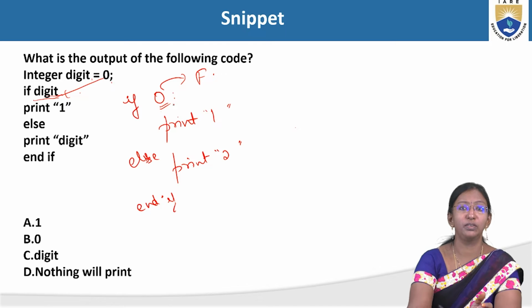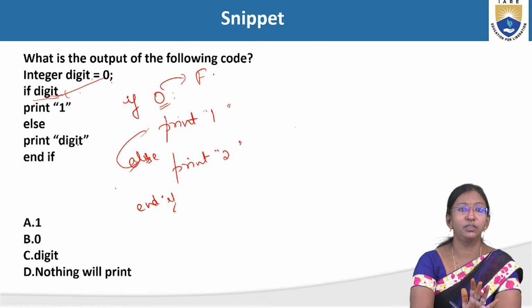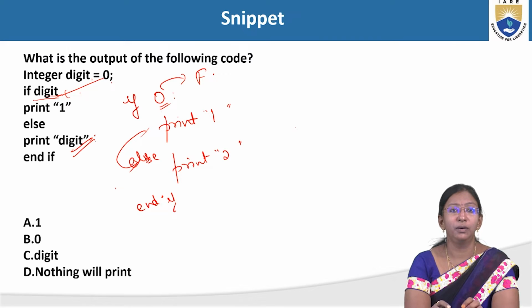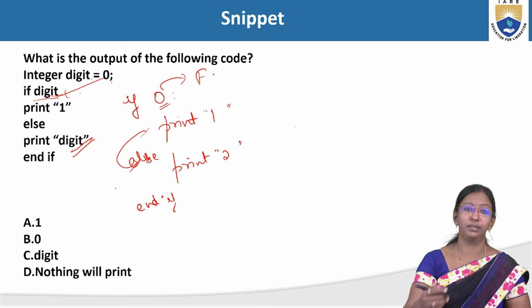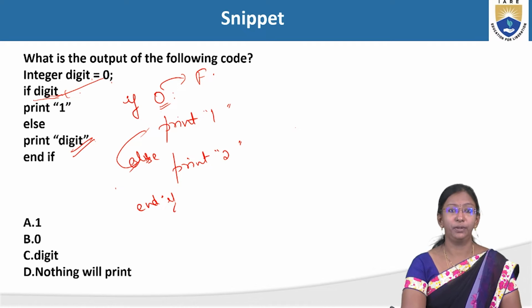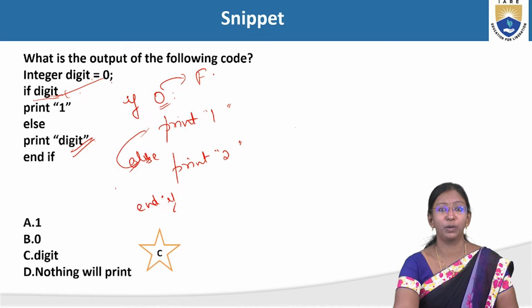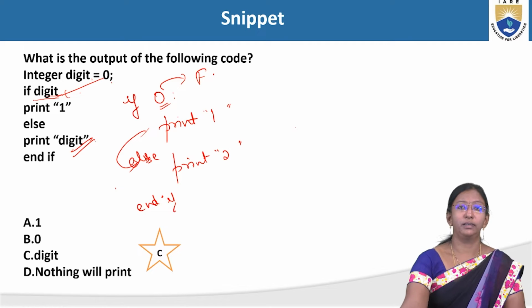If it is false, it goes to the else part. Whatever is there in the else part will get executed. Here the print statement is given as the body of the else part. So the set of characters, which we can call digit, will be printed. So the answer for this one is digit. Digit will be printed, right?